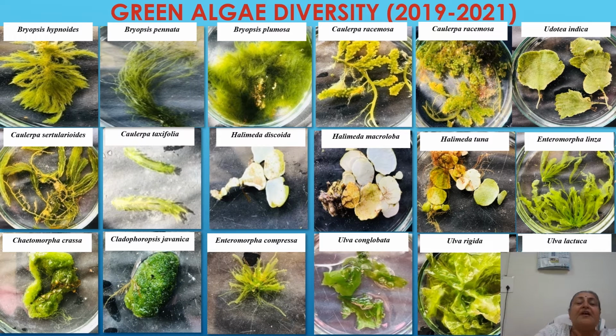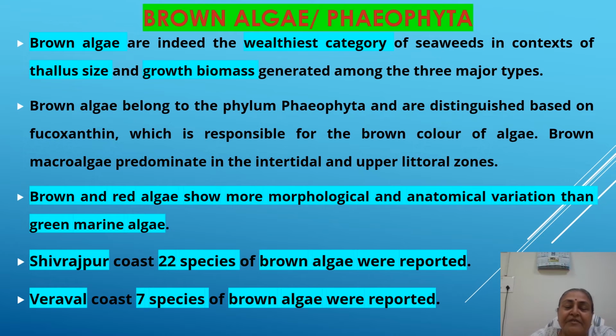Besides this, well-developed thalli of green algae we have reported during the period of 2019 to 2021 are members of Bryopsis, that is some species of Bryopsis, Caulerpa species, or different types of Caulerpa species. Then the others are Enteromorpha, Chaetomorpha, Cladophoropsis, all these are some of the members. If you want to know more about the diversity of this algae at the Shivrajpur and Veraval beach, I have attached a link and papers with this presentation.